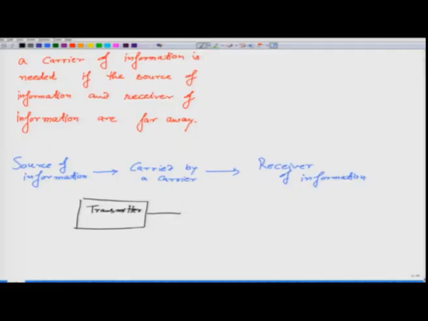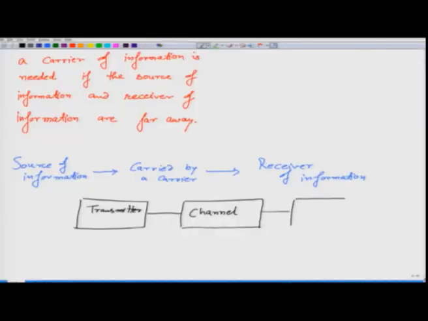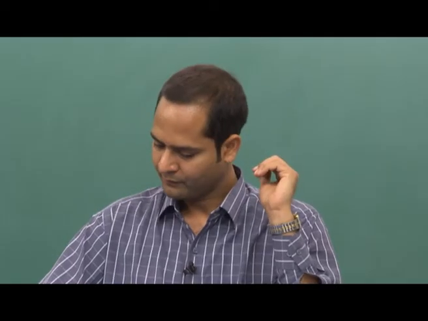So, we need to have a transmitter, and then through this transmitter this information will go to a channel, which in the case of a crying baby is air. So, this information must pass through a carrier and then it will come to a receiver, which in the case of a crying baby is our ear. So, from our ear we are receiving the cry.